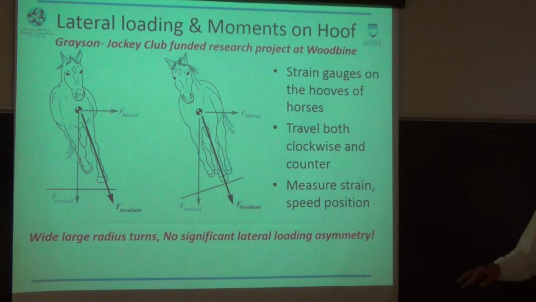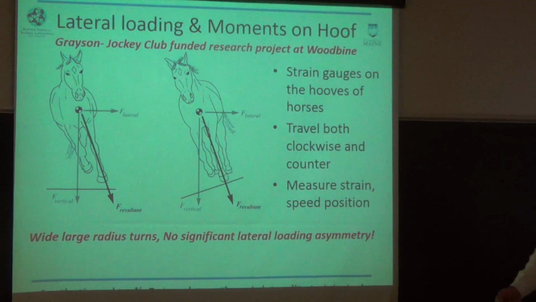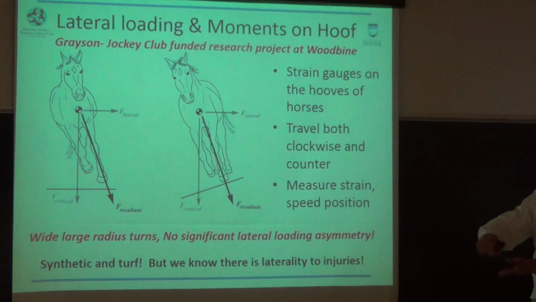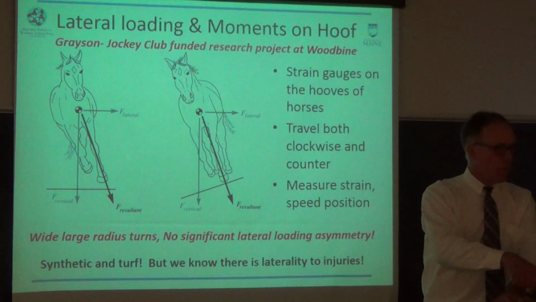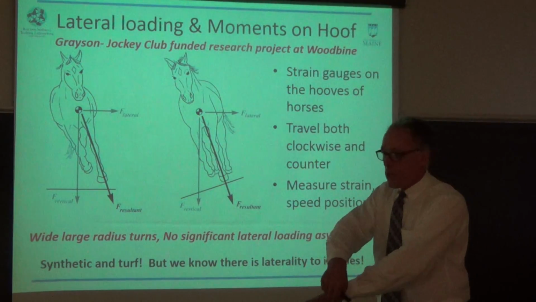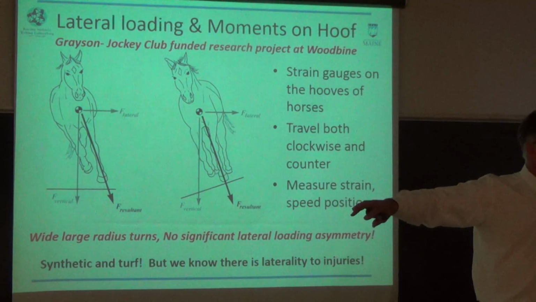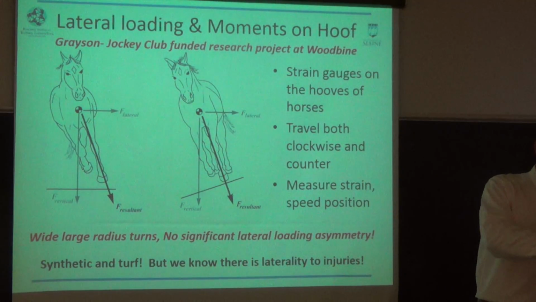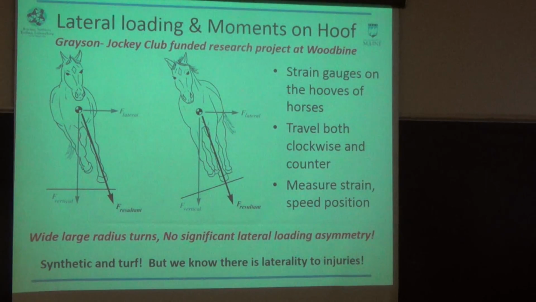There was no significant laterality to the loading. The only thing that was statistically significant on the turn was the strains on the inside of the hoof versus the outside of the hoof. So you couldn't tell the outside limb from the inside limb, but you could tell the outside of the hoof from the inside of the hoof.